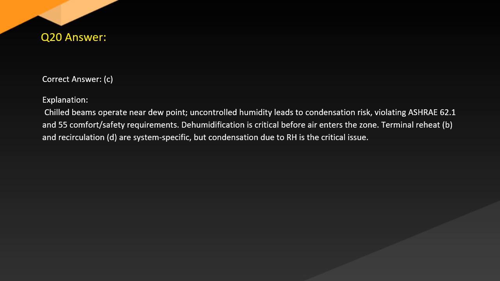Answer. Correct answer: C. Explanation. Chilled beams operate near dew point. Uncontrolled humidity leads to condensation risk, violating ASHRAE 62.1 and 55 comfort and safety requirements. Dehumidification is critical before air enters the zone. Terminal reheat, B, and recirculation, D, are system-specific, but condensation due to RH is the critical issue.